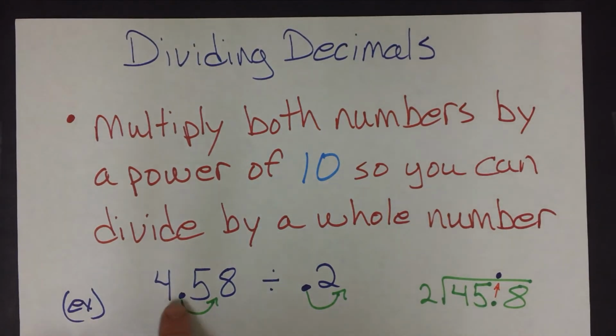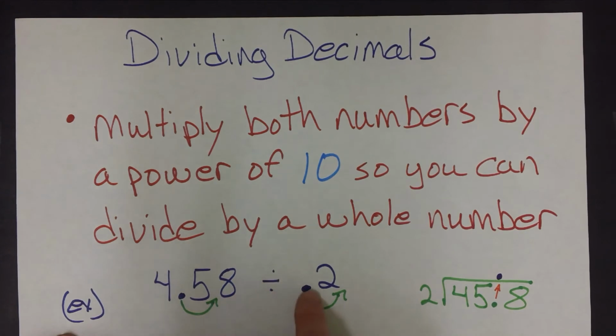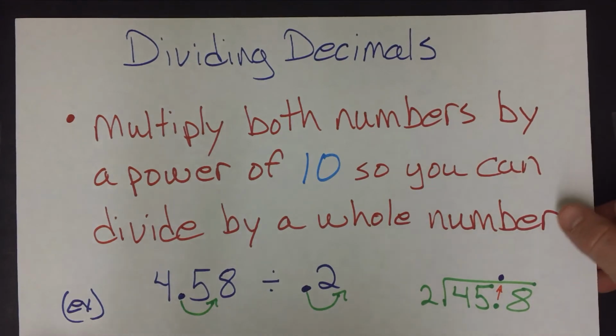But if we have 4.58 divided by 0.2, we need to make this 2 a whole number by moving this point over 1 time. It means we've got to do the same thing over here with 4.58, so it becomes 45.8 divided by 2. Let's work a couple of examples.